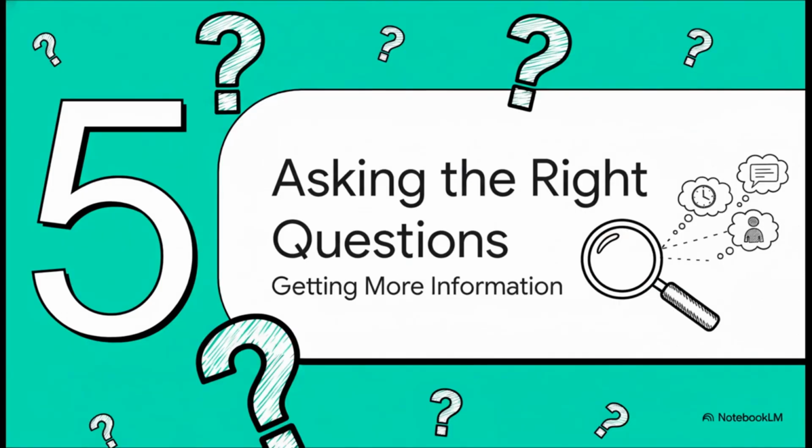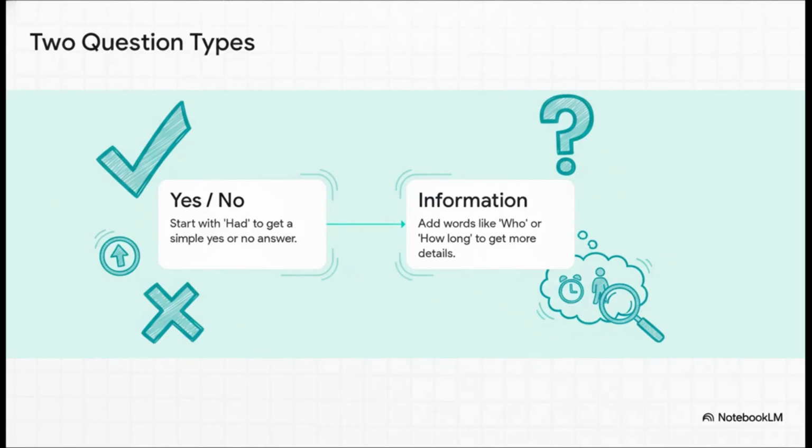But good stories aren't just one-way streets, right? To get the full picture, you've got to ask questions. This is how you dig for those extra details, the how long, the who, the why of the whole situation. And basically, there are two kinds of questions we can ask here. The first is for a really quick yes or no answer. And the second is for getting those specific, juicy details that make a story interesting.